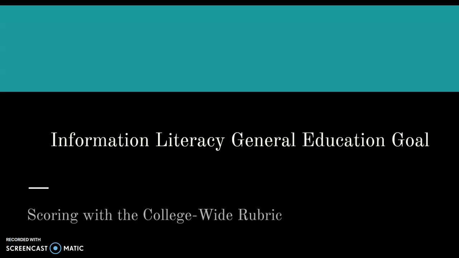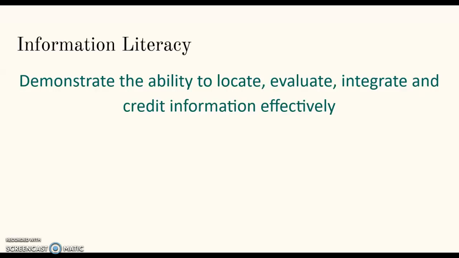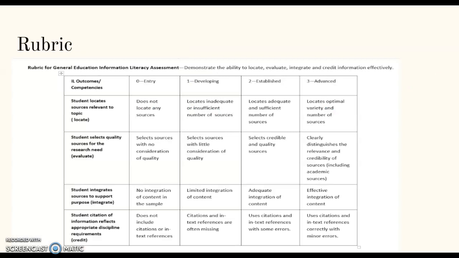This video will cover how to use the college-wide rubric to assess information literacy. In this general education goal, we are assessing students' ability to locate, evaluate, integrate, and credit information effectively. For this goal, we have divided the rubric into 4 competencies: ability to locate sources relevant to the topic, select quality sources for the research need, integrate sources to support purpose, and cite information appropriate to discipline requirements.